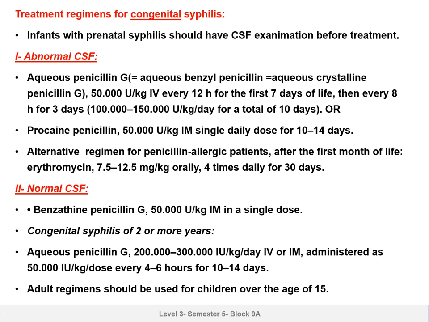Congenital syphilis of 2 or more years: aqueous penicillin G. Other regimens should be used for children over the age of 15. In aqueous penicillin G with normal CSF, 2 million international units per kilogram per day intravenous or intramuscular. Aqueous penicillin G 200,000 to 300,000 international units per kg per day intravenous or intramuscular, administered as 50,000 international units per kilogram per dose every 4 to 6 hours for 10 to 14 days.